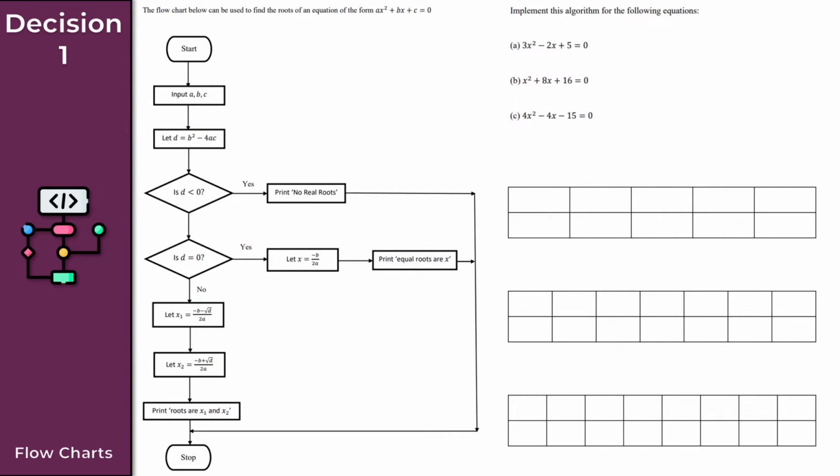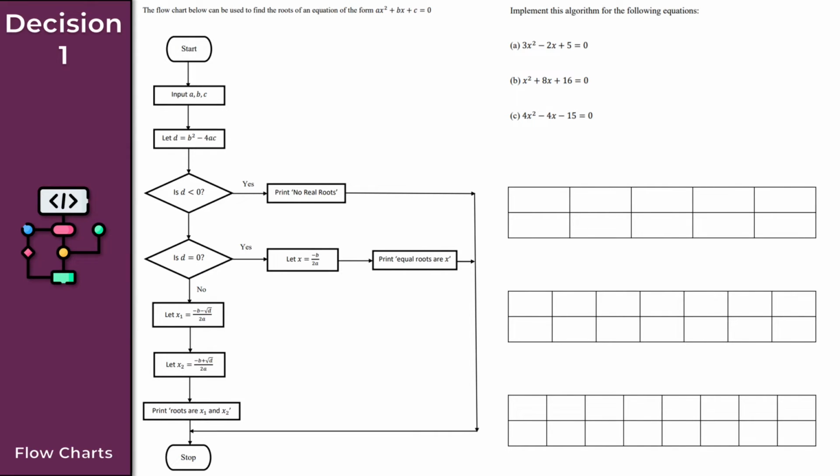Let's have a go at this one practice question for flowcharts. As we can see, we've got this flowchart, which can be used to find the roots of an equation of this form. In other words, just a quadratic equation, right? All we want to do for this question is implement this algorithm for the following equations. We have part A, part B, and finally part C. We've also given you the respective trace tables for each part of the question. The same would be true for an exam question based on flowcharts and algorithms: if you do need a trace table, you will be given the trace table in the question. So not something that you need to worry about.